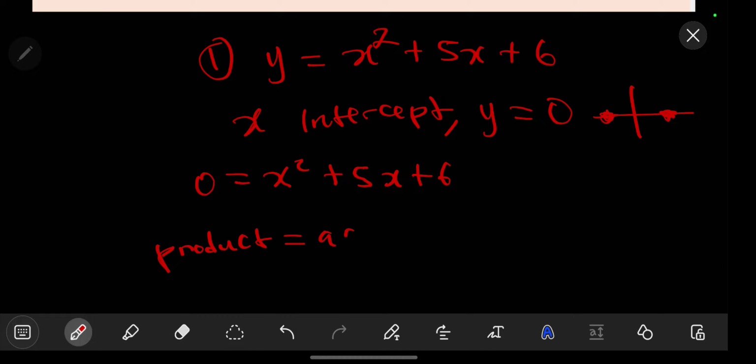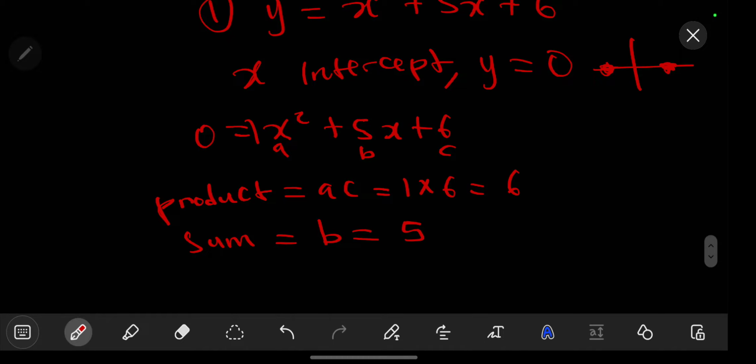So our product is equal to AC, where A is 1 and C is 6. This is our A, B, and C. 1 times 6 gives us 6. Then we have our sum, which is equal to B. Our B is the coefficient, which is 5. Finally, we are going to have two values. When we multiply them, they give us 6. When we add them, they give us 5.